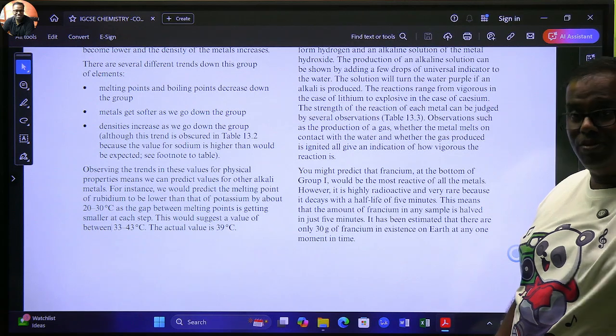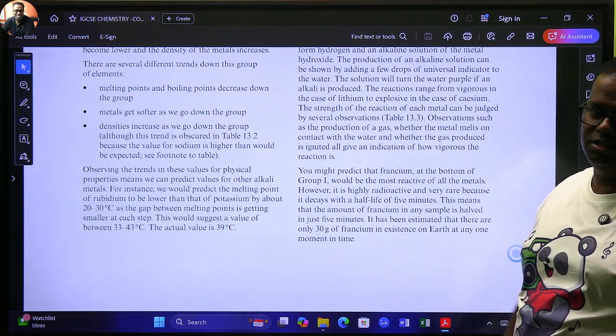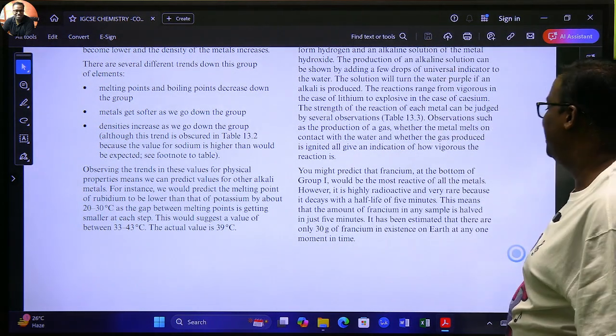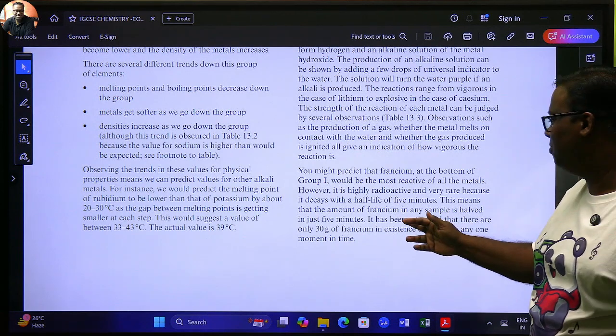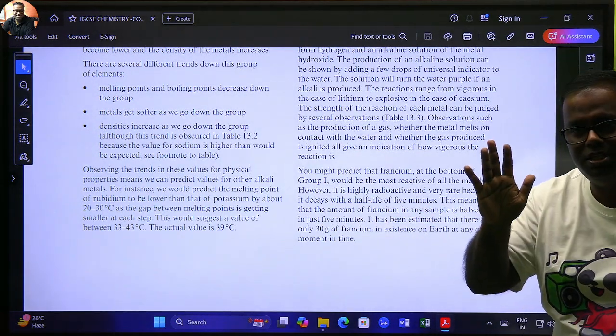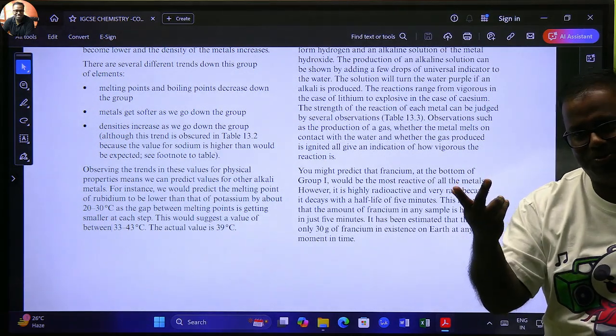Carbon 14 has a half-life of 5,000 years. So carbon 14 is used for dating purposes, not dating with your girlfriend, archaeological dating purposes. Now look at francium. Francium has a half-life of 5 minutes. The moment I give it in your hand, in 5 minutes it's gone.